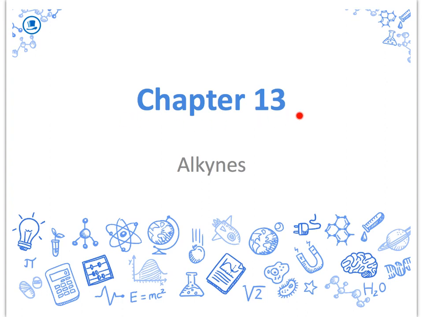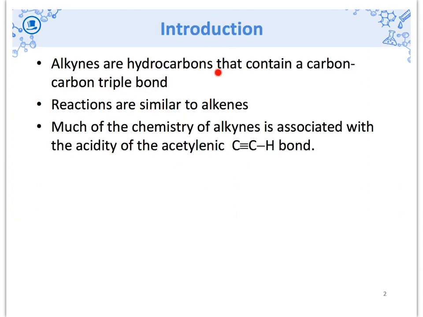Alright, so the second part is about chapter 13. We're going to learn about all the reactions that alkynes do and also how to synthesize alkynes. Alright, so first a bit about alkynes. Alkynes are hydrocarbons, so just carbons and hydrogens, that contain a carbon-carbon triple bond. The reactions are very similar to alkenes, and we're going to see it a lot.